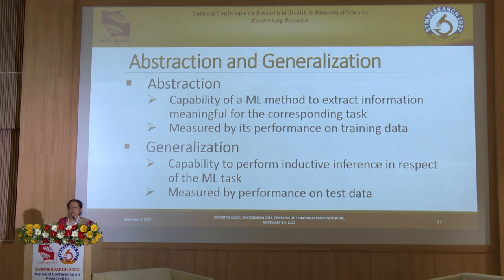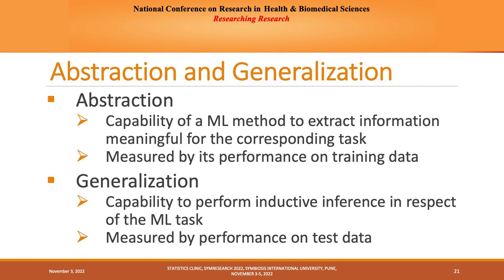Two notions very central to machine learning are those of abstraction and generalization. I believe Sir referred to this as well. Abstraction is the capability of a machine learning method to extract information which is meaningful for the task that you're trying to perform. How is it measured? It's measured by its performance on training data. If the model that you have learned from the training data performs very well on training data, then we say that it has very good abstraction capability.